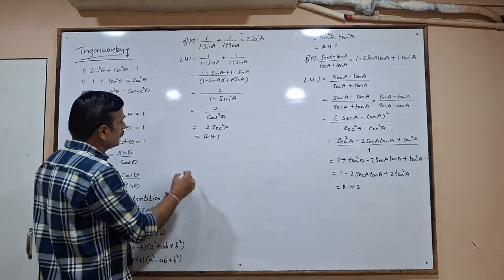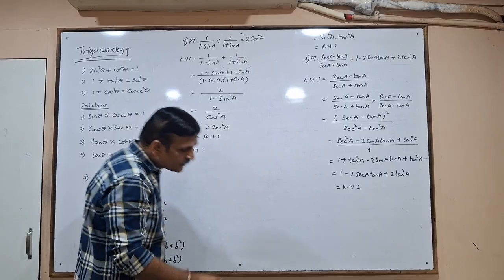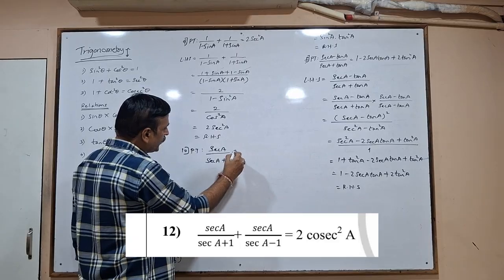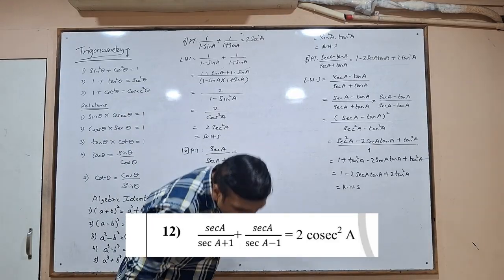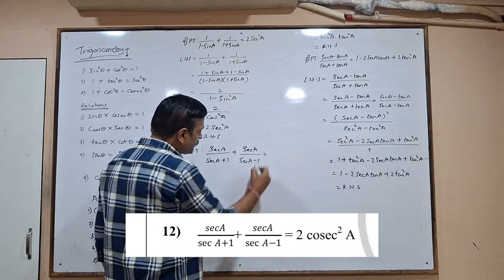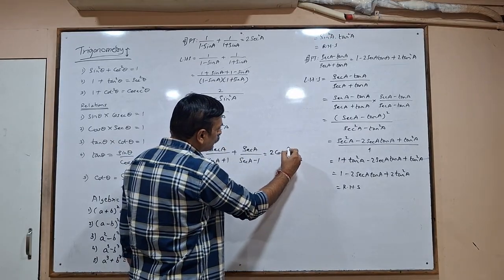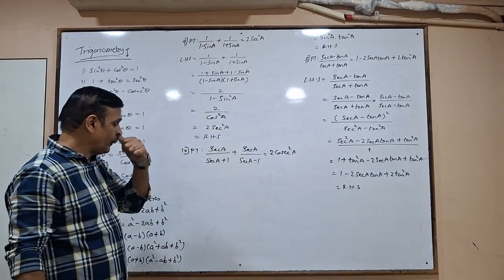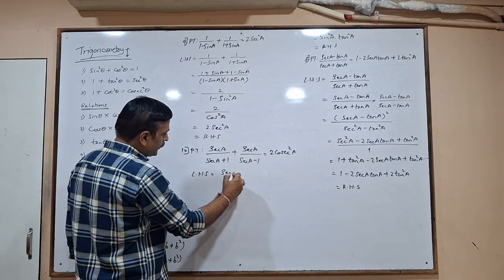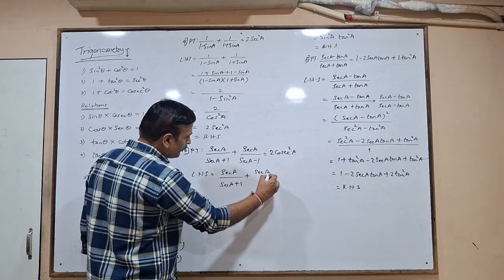Next, sec A upon sec A plus 1 plus sec A upon sec A minus 1 is equal to 2 cosec square A. Again, there is a single term on the right hand side, so I'll take LHS and simplify.